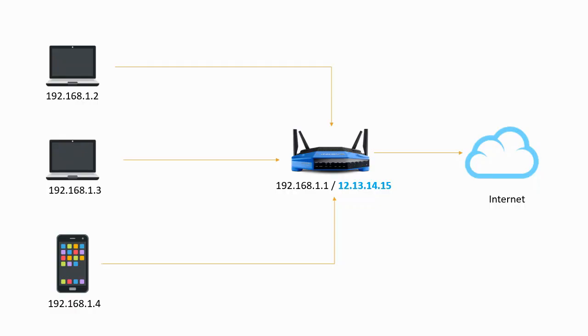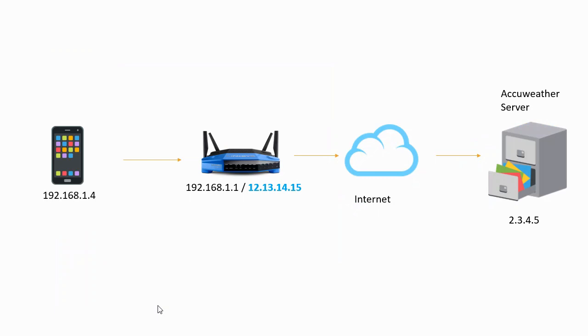Consider an example. Jane wants to check the weather in Dallas, Texas. Jane uses her iPhone to check the weather. Currently, her iPhone has the IP address 192.168.1.4. When Jane uses her iPhone, it creates a data packet. The data packet contains the source IP address, which is 192.168.1.4, and the destination IP address, which is the AccuWeather server's IP address, 2.3.4.5. She sends the data packet over the Internet to the AccuWeather server.